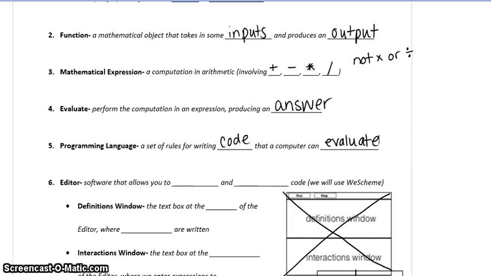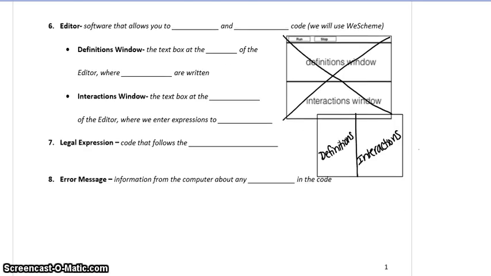Let's take a look at the rest of page 1, where we see a couple more definitions. The first thing you're going to notice is I've crossed out the picture of the definitions window and the interactions window. That's what the computer screen used to look like, but now the definitions window is on the left and the interactions window is on the right. So you're going to want to cross out the picture that's on your paper and redraw what I've drawn here. Definition 6 is the editor. The editor is the software that allows you to write and evaluate code.